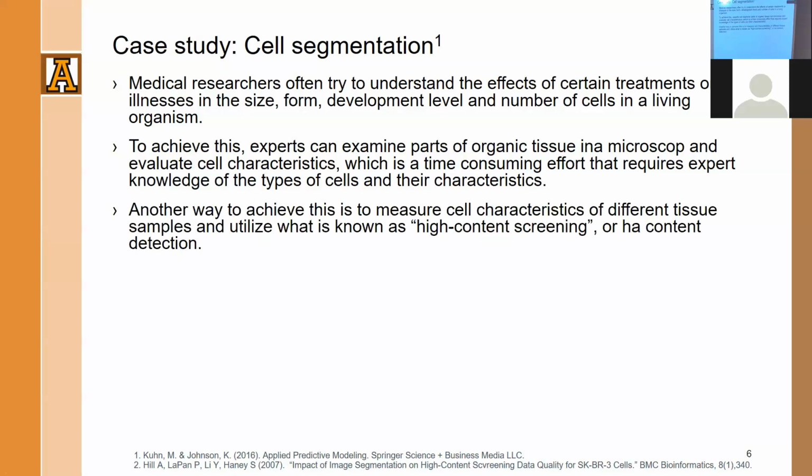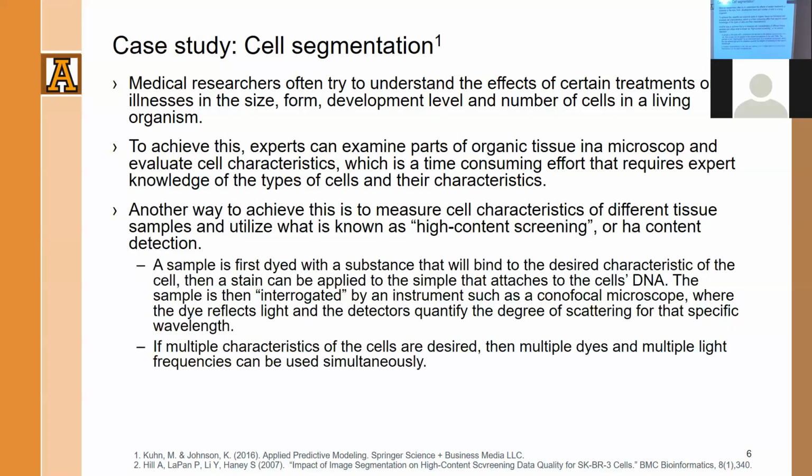Another way to achieve the same objective is to measure the characteristics of different tissue samples and utilize something that these researchers know as high content screening or high content detection. That's a method that they use. I tell you, this is an actual method that is used by medical researchers. Now, a sample is first dyed with a substance.